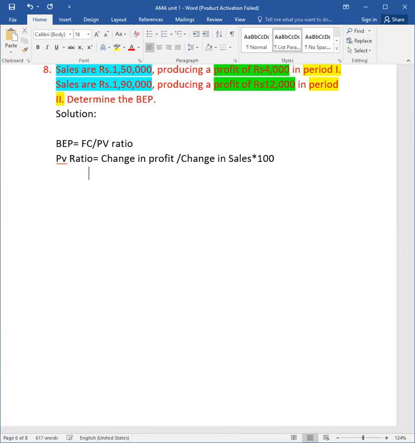So here the change in profit is how much? From 4,000 in period 1, in the second period it's going to be 12,000. So from 4,000 it has increased to 12,000. So what is the change you have? 8,000. 8,000 divided by change in sales. From 1,50,000 it has increased to 1,90,000. So how much is the increase? 40,000 into 100. 20%.